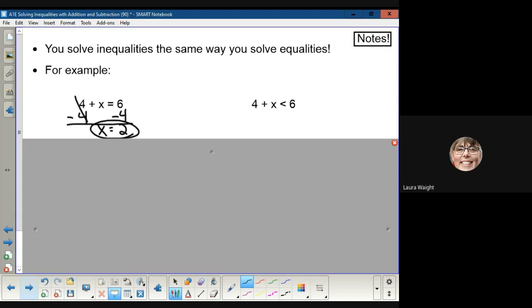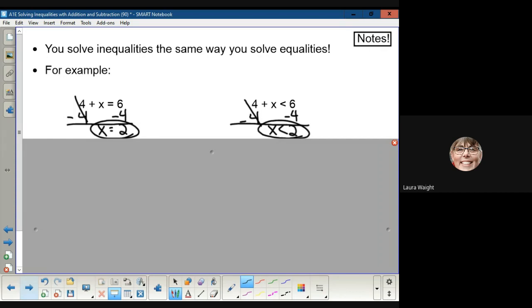At least when you're adding or subtracting, you do the same thing. In order to solve the inequality 4 plus x is less than 6, you just subtract 4 from both sides, just like you would expect to do with an equality. We still have cancellation, x still comes down, now this symbol, the less than symbol, will come down, and then we have 6 minus 4 is 2, and our final answer is x is less than 2.